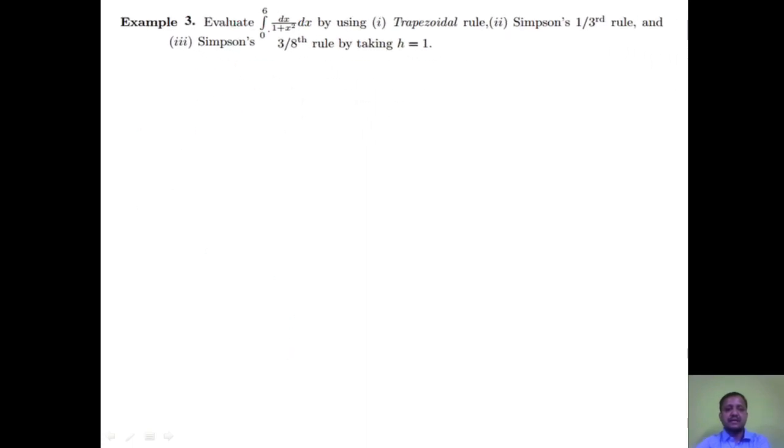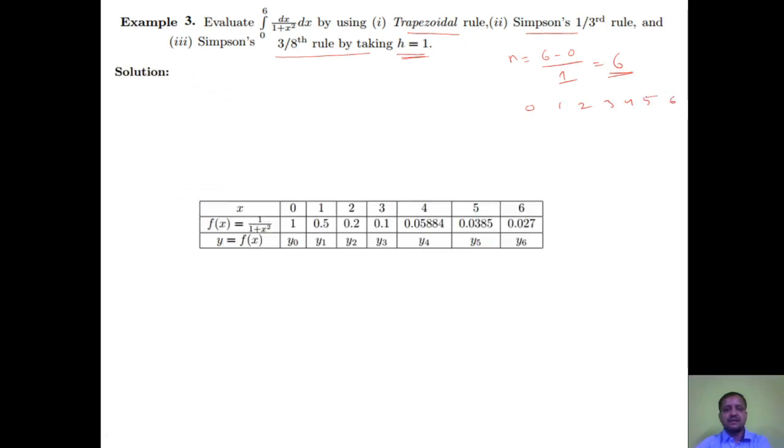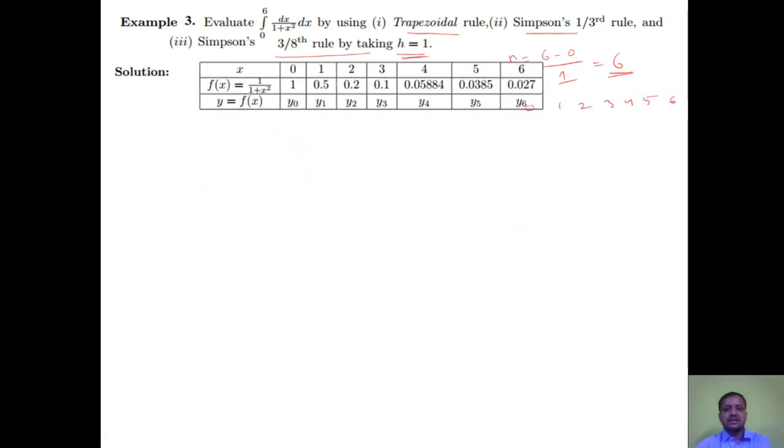Evaluate the integral from 0 to 6 of 1 by 1 plus x square dx by the trapezoidal rule, Simpson's 1 by 3rd rule and 3 by 8th rule, by taking h equal to 1. What about n? n is upper limit minus lower limit by h, and h is 1. So 6 intervals means we are going to get 7 data points, starting with 0 and step size 1: 1, 2, 3, 4, 5, 6. So what about y of x? The function is 1 by 1 plus x square.